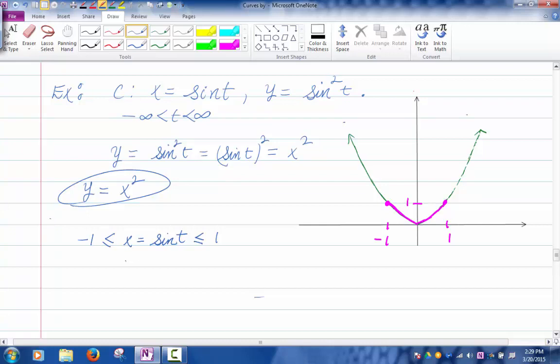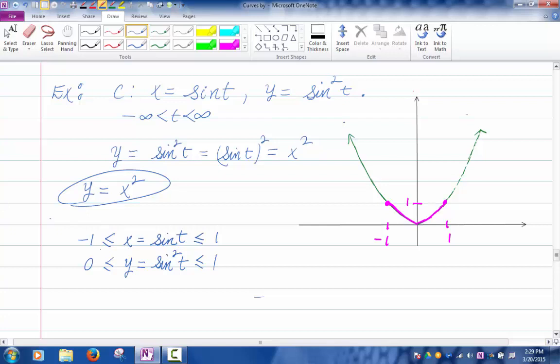What's happening to y? Y is sine squared t. What's the largest value of that? 1. What's the smallest value of that? 0, because sine squared is non-negative. So then I see that I get exactly the pink portion of the parabola.